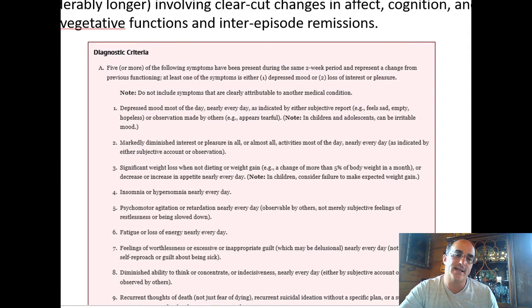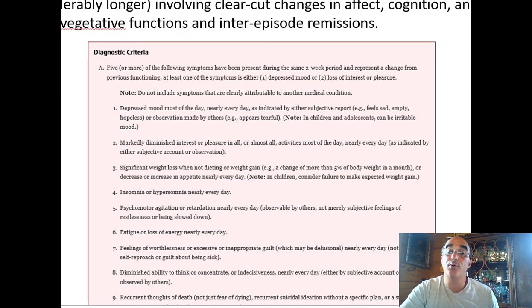So let's look at the DSM diagnostic criteria of the major depressive disorder and learn that 5 or more of the following symptoms have to be present during the same 2-week period and represent a change from previous functioning. At least one of the symptoms is either depressed mood, or loss of interest or pleasure. Note that you're not to include symptoms that are clearly attributed to another medical condition. So, for example, if somebody had some kind of memory loss, neurological condition, or extra sleeping because of some other medical condition, you would not include those symptoms.